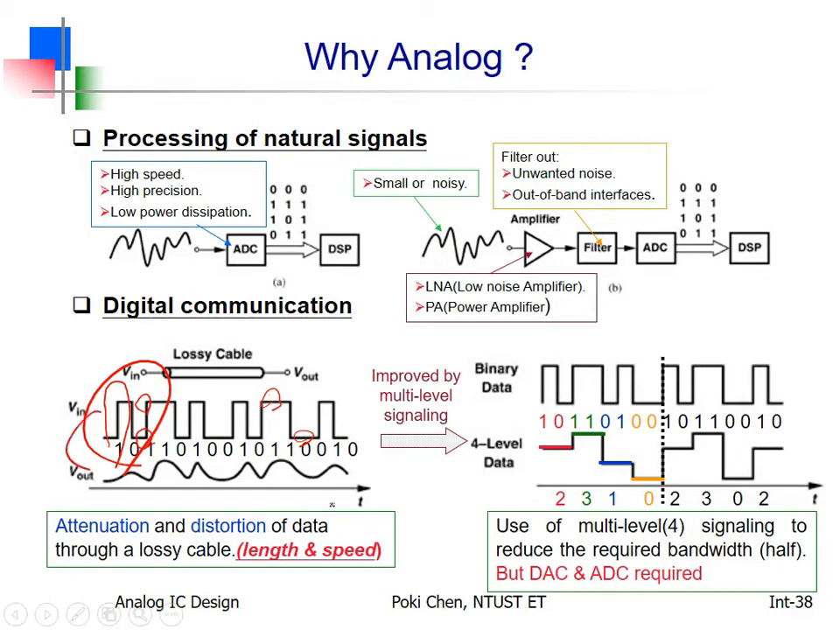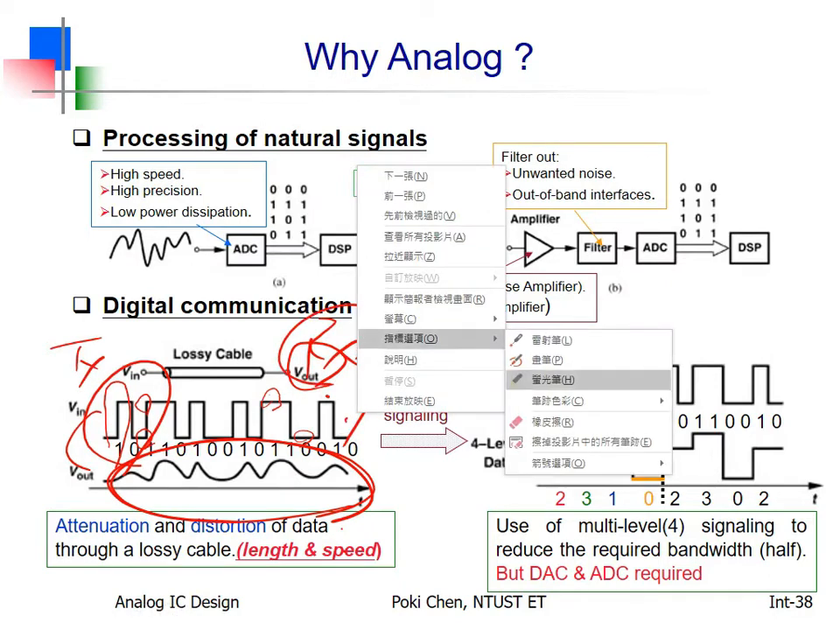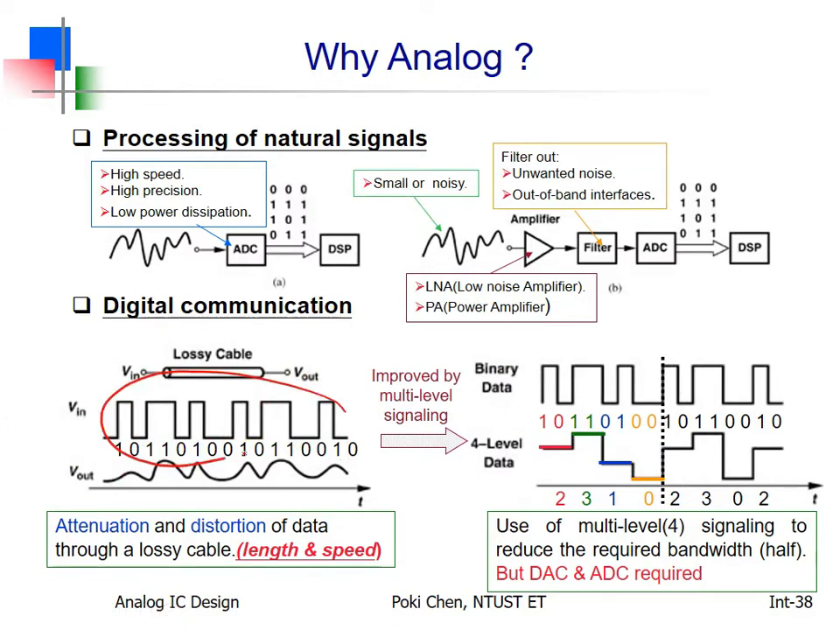And what will you get? Something like this. The higher the frequency, the worse the signal you will get at the receiver side. This is the transmitter side, that is the receiver side. From the transmitter, you transmit something like this, a perfect digital signal. But at the receiver side, if the frequency is too high, you will get something like this. Then tell me, what is the content of your digital communication? Nothing. You can't tell.